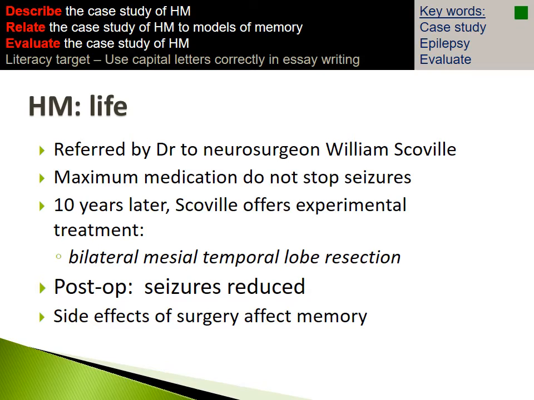Now, HM's life. Once HM started to suffer from severe epilepsy, he was referred to a neurosurgeon called William Scoville. William Scoville had him on the maximum medication, but it didn't stop his seizures. So 10 years later, Scoville offered an experimental treatment, which was a bilateral medial temporal lobe resection. After this surgery, HM's seizures reduced, but the side effects of his surgery severely affected HM's memory.